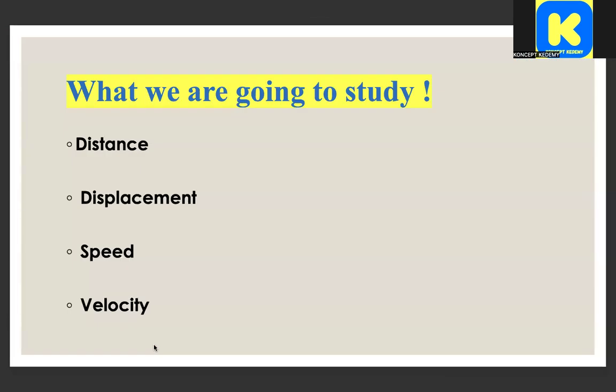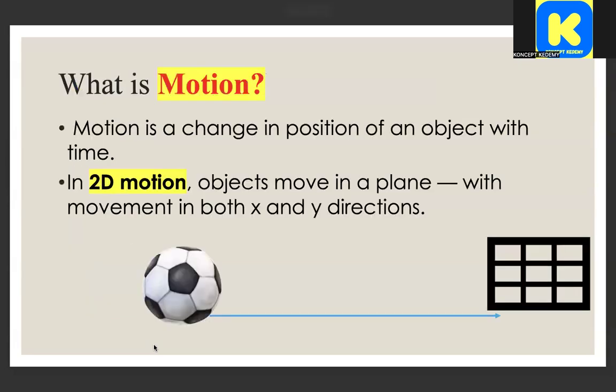So we are going to study distance, displacement, speed, and velocity. But if we want to start with that, we need to know some very basic things. And what are those? Let's go see. Okay, so that is motion. So what is motion? You need to understand what motion is. Motion means any kind of activity we are doing which involves the change of place. That is called motion. Motion is a change in position of an object with time.